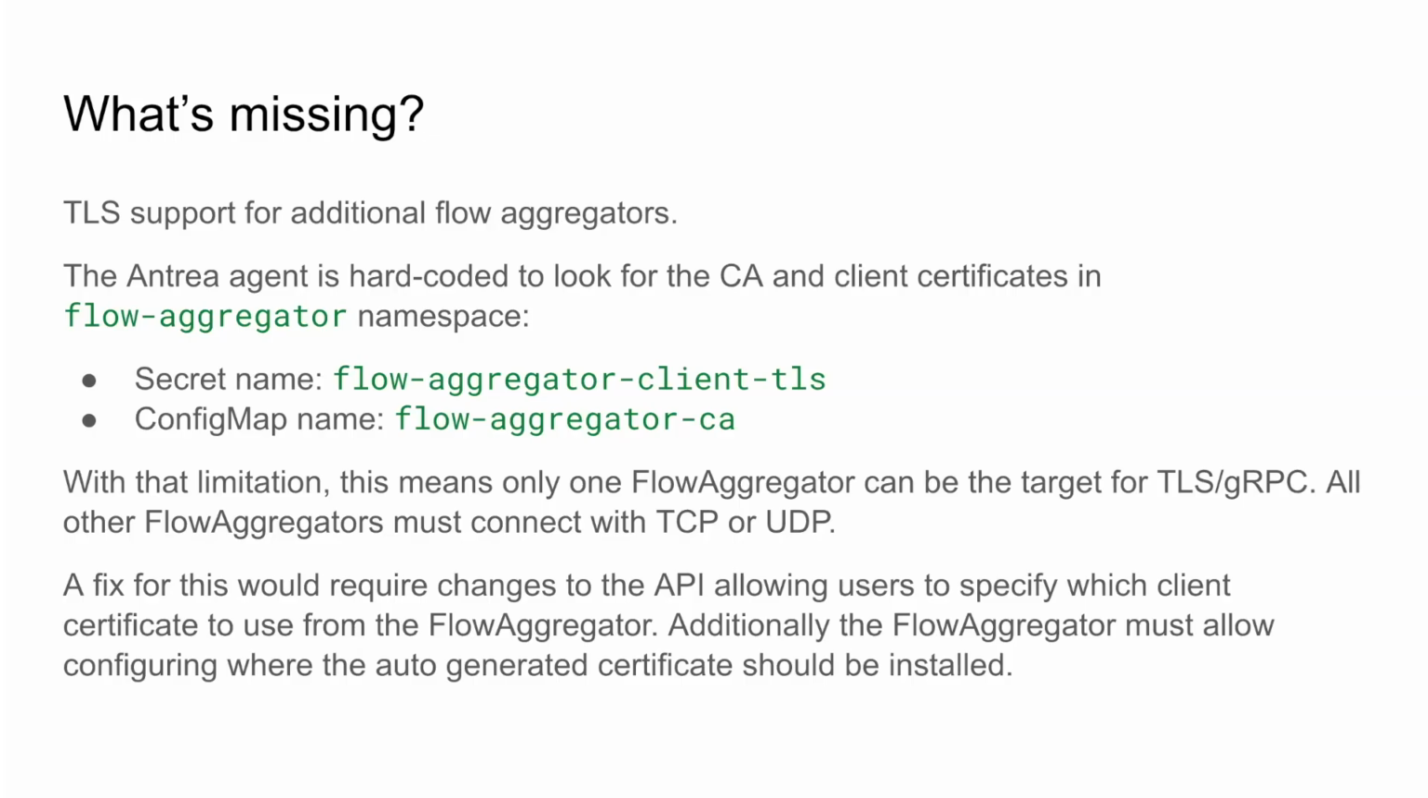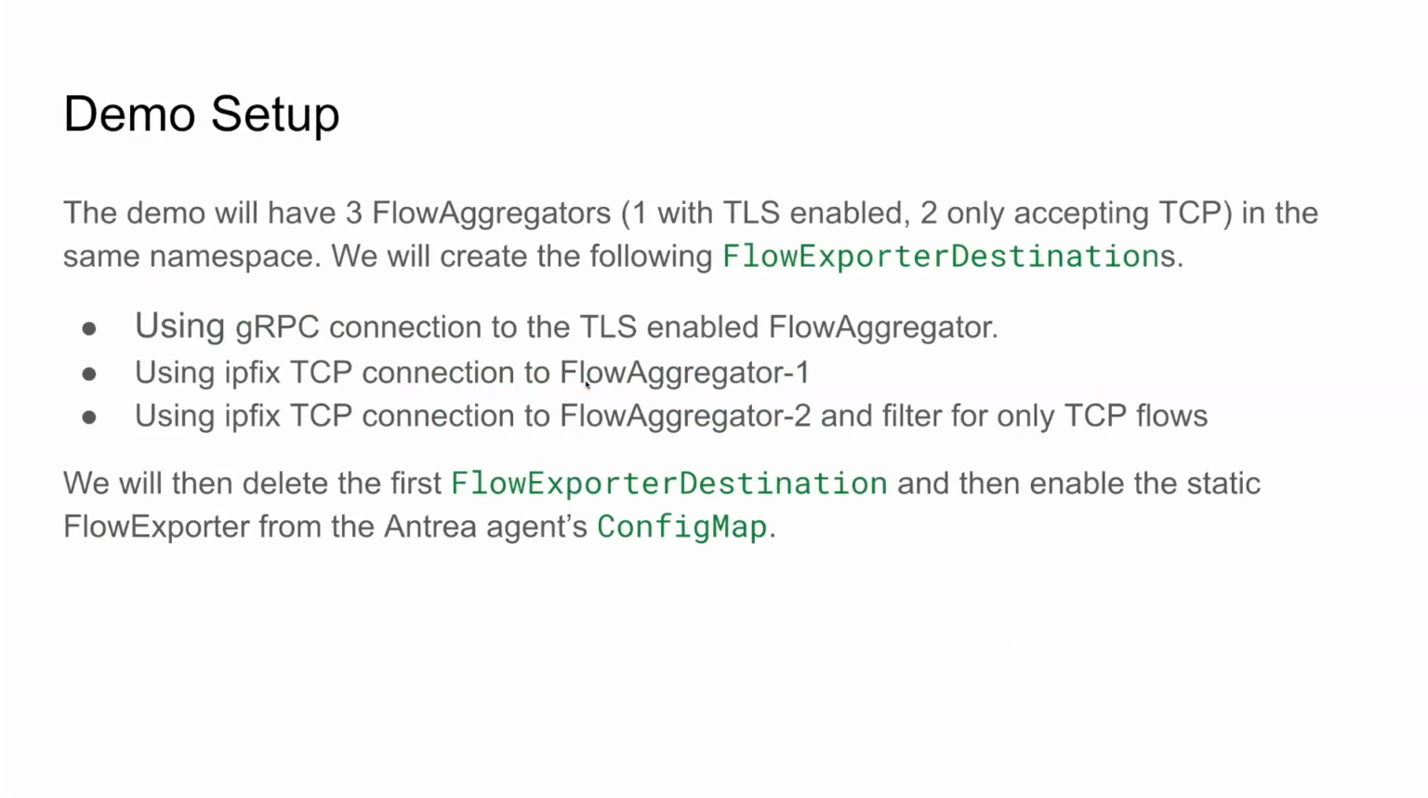And the flow aggregator should also specify where these certificates live, so that each flow aggregator can have its own client and CA certificate. But I think now it's time for the demo. In this demo, we'll have 3 flow aggregators, one with TLS enabled, only one as we just discussed, and two with TCP in the same namespace.